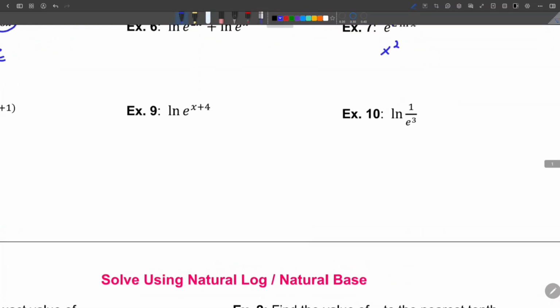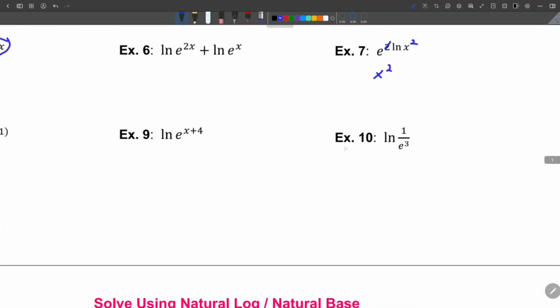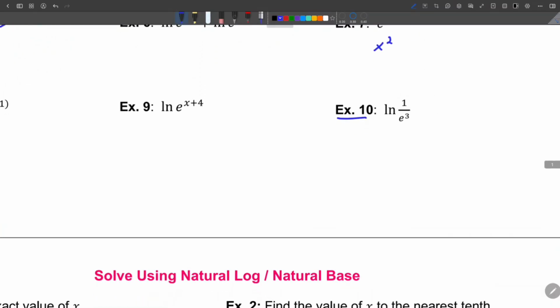Let's do example 10. We're going to start with the quotient. We have division, so this is going to become the natural log of 1 minus the natural log of e cubed. Just like when we did logarithm properties before, anytime we're simplifying these natural logs or e's or the natural base, we want to look at this and see, can we simplify this?